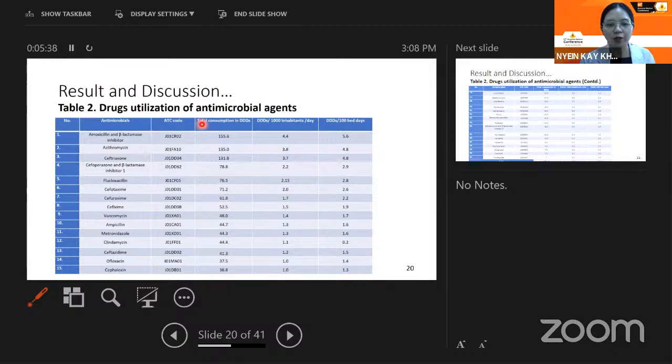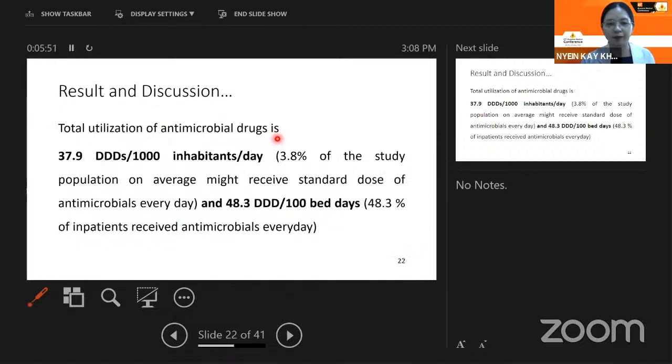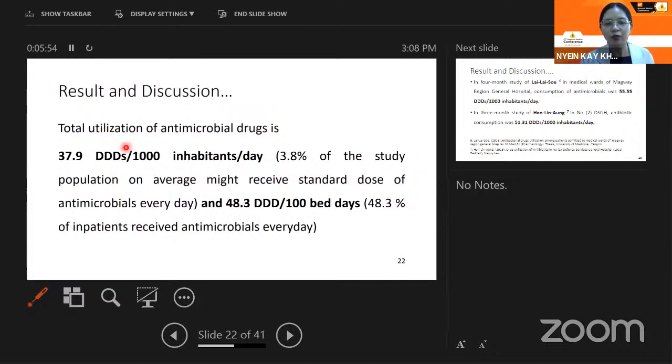This table shows the drug utilization of antimicrobial agents and results of DDD per 1000 inhabitants per day and DDD per 100 bed-days. This table is the continuation of the drug utilization of antimicrobial agents. For my result, total utilization of antimicrobial drugs is 37.9 DDD per 1000 inhabitants per day. This means that 3.5% of the study population on average might receive a standard dose of antimicrobials every day, and 48.3 DDD per 100 bed-days. This means that 48.3% of inpatients receive antimicrobials every day.